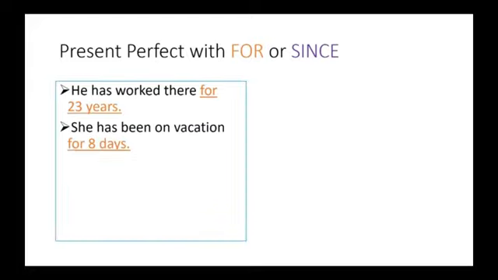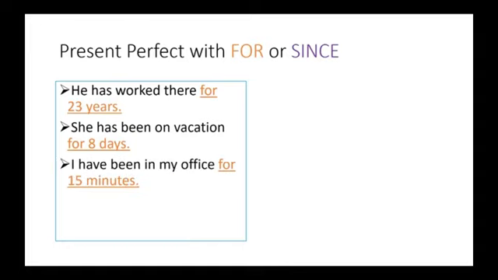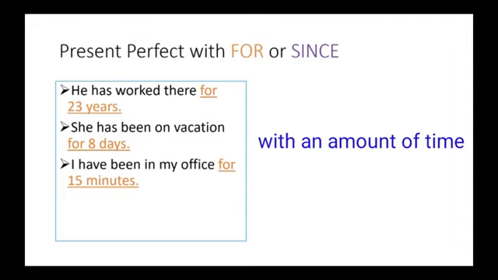For example, he has worked there for 23 years. She has been on vacation for 8 days. I have been in my office for 15 minutes. Notice the word for. We can use for with an amount of time. All of these actions are still continuing.